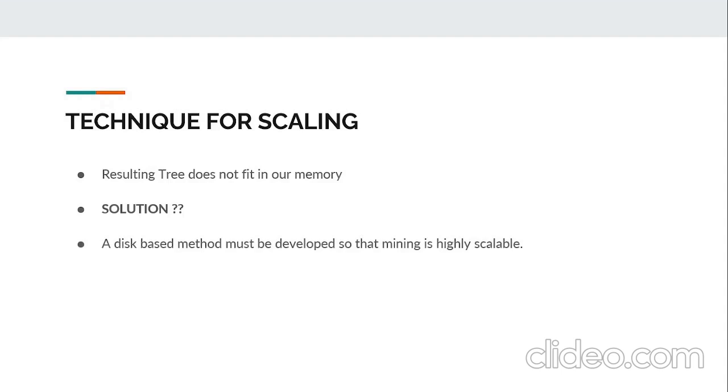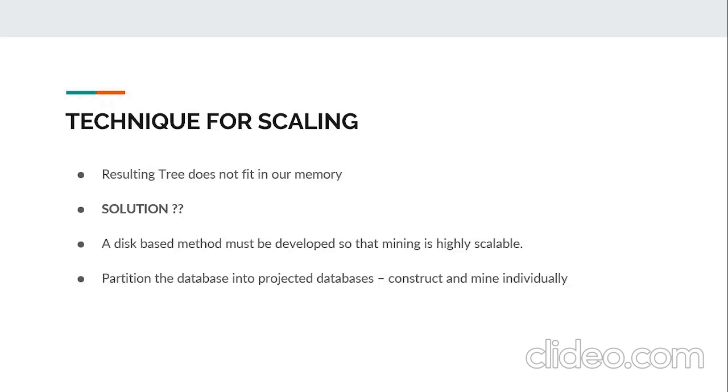So we need a method which first partitions the database into a set of projected databases and then, for each projected database, constructs and mines its corresponding FP tree individually. A projected database for X is derived from the database by collecting all the transactions containing X and removing from them infrequent items and all frequent items after X in the list of frequent items, and finally removing X itself.